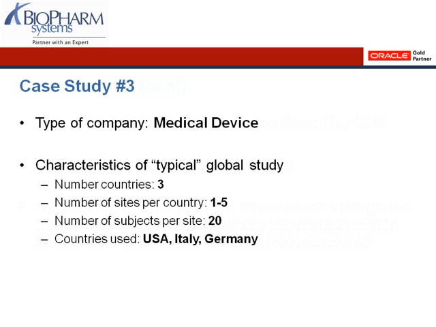And the last case study is for a medical device company. This is a smaller organization, but still has global studies to manage, and they expect to grow more in that area, keeping in line with the trend that we discussed earlier. They typically conduct trials in 3 countries, 1 to 5 sites per country, with approximately 20 subjects per site. And they conduct their trials in the USA, France, and Germany primarily. But as I mentioned, they're looking to scale to more countries as they continue to grow.